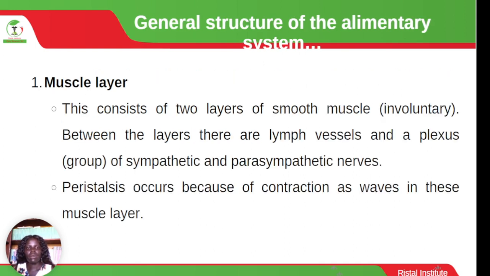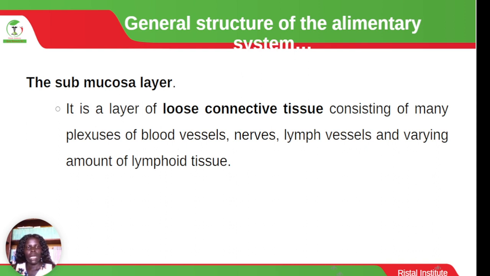Muscle layer. This consists of two layers of smooth muscle or involuntary muscles. Between the layers, there are lymph vessels and plexus, or groups of sympathetic and parasympathetic nerves. Peristalsis occurs because of contraction as waves in this muscle layer. The submucosal layer is a layer of loose connective tissue consisting of many plexuses of blood vessels.